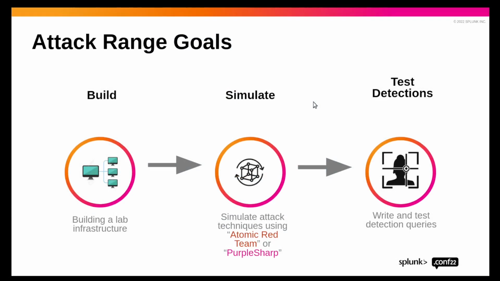Splunk attack range has three major goals in mind. The first one is to build a lab infrastructure that's replicable and scales. The second is to simulate attacks, and specifically, we support two simulation engines out of the box, Atomic Red Team and PurpleSharp. And the third is, using the generated logs from these attacks, to be able to test detections and also write detections against these generated logs.